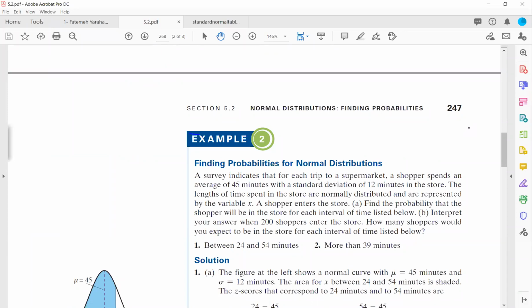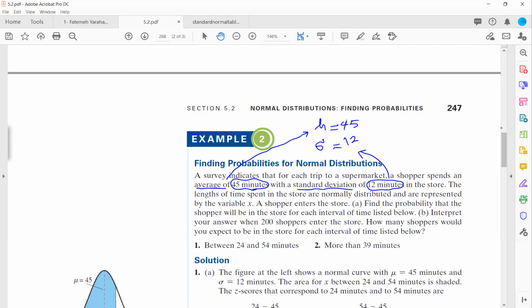A survey indicates that for each trip to the supermarket, a shopper spends an average of 45 minutes. What's the meaning of that? It means that the mean is equal to 45 minutes. This is your mean. Standard deviation is also given, 12 minutes. So standard deviation is 12 minutes.